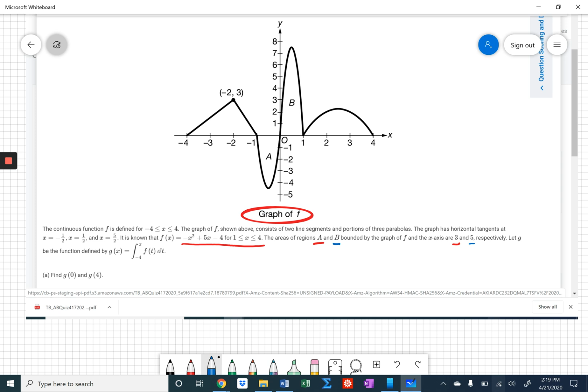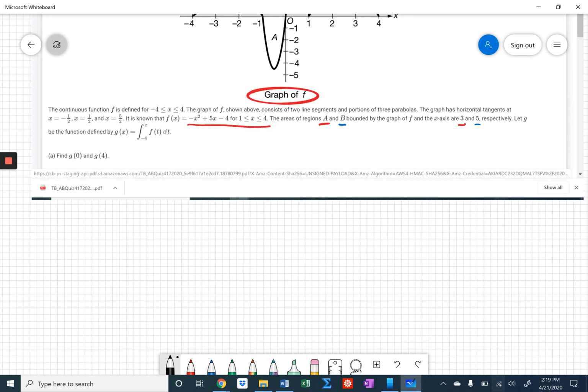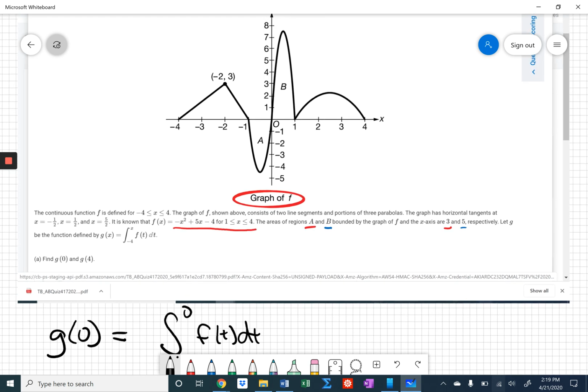And then it says let g be the function defined by g of x is the definite integral from -4 to x of f of t dt. We want g of 0 and g of 4. So start with g of 0. Just by definition, g of 0 is going to be the definite integral from -4 to 0 of f of t dt. And what they're doing here is they're combining for you a couple different conceptual ways of understanding what an integral represents, the area bounded by a curve. In this case, the net signed area.